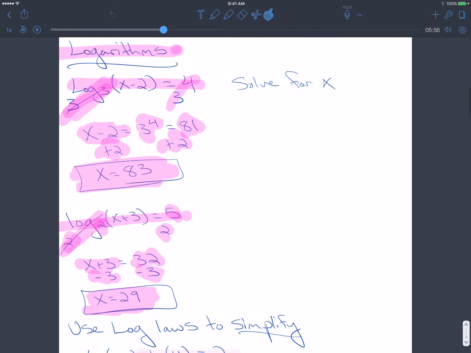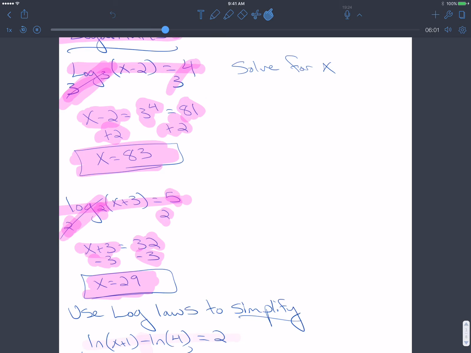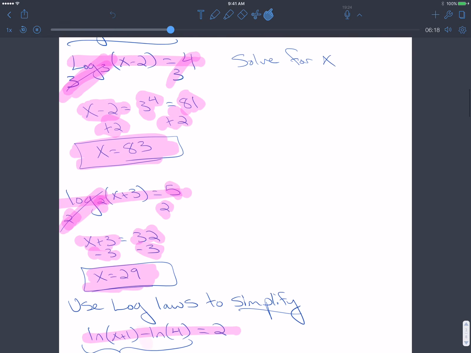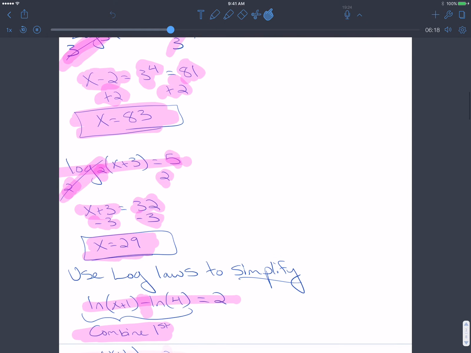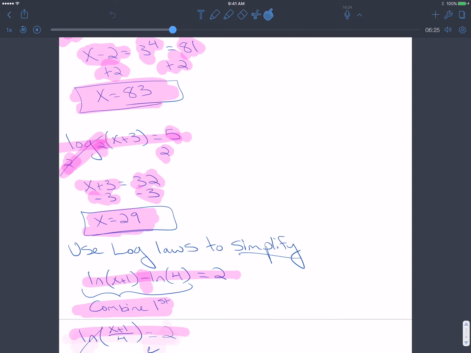Let's take this a step further where it's a little bit more abstracted and you can't just immediately use the base. So if I gave you natural log of x plus 1 minus natural log of 4 is equal to 2, I have to combine the logarithms before I can use the base to get rid of the logarithms. So I have to realize that the subtraction corresponds with division and rewrite this as natural log of x plus 1 divided by 4 is equal to 2.